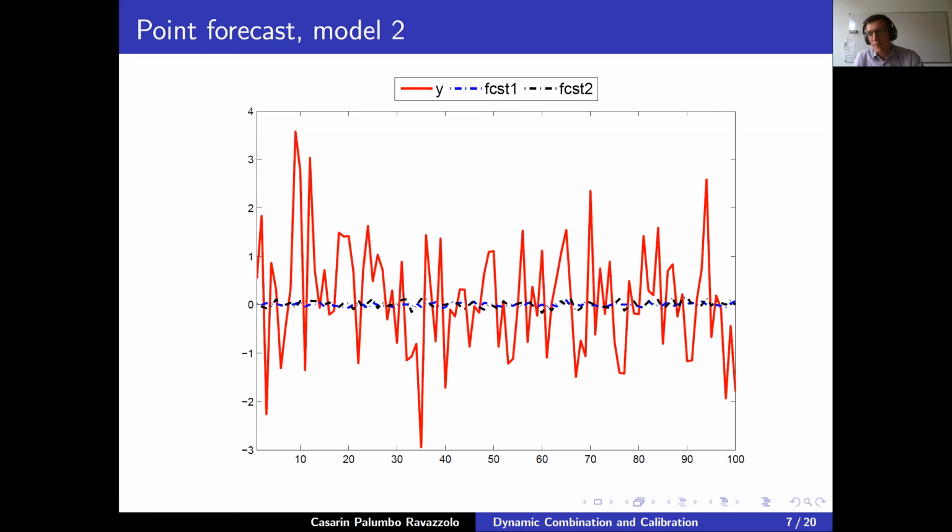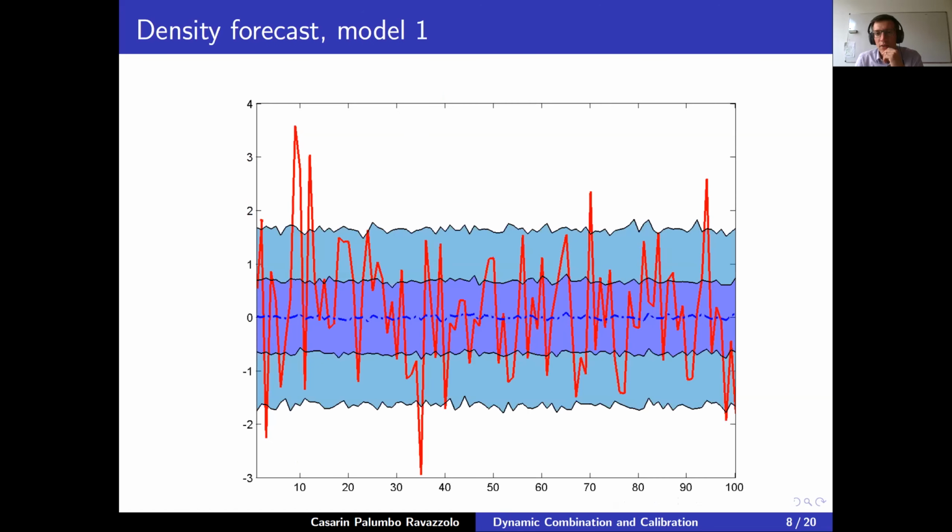Now let me take out a density prediction for the same series of the two models. So this is model 1. I'm presenting what are often called fan charts. So here we have the mean prediction, which was the same as before, and the 50% and 90% intervals. So this is the 95, 75, median, which in this model is the same as the mean, 25, 5%. And those are the red line. Model 1, model 2.